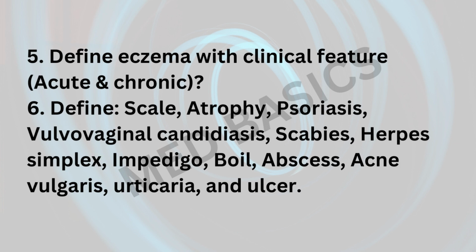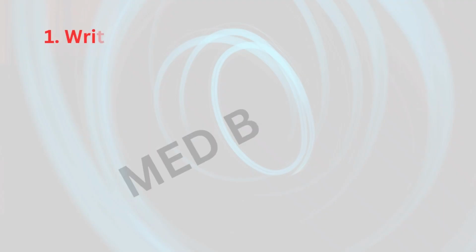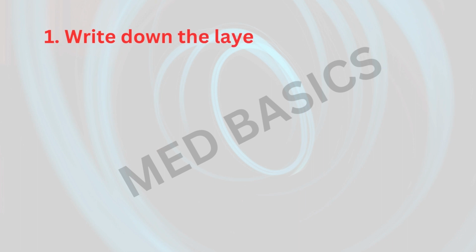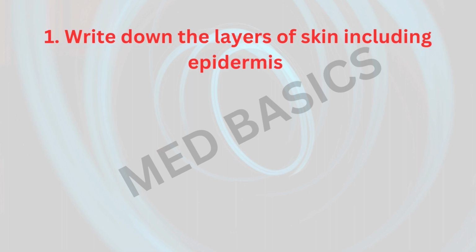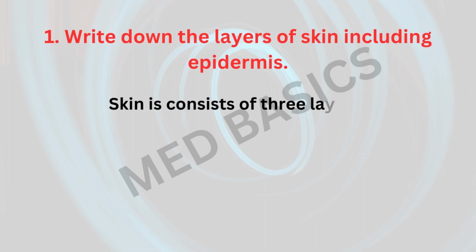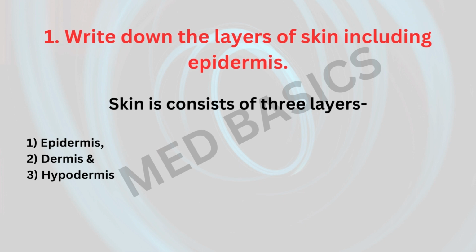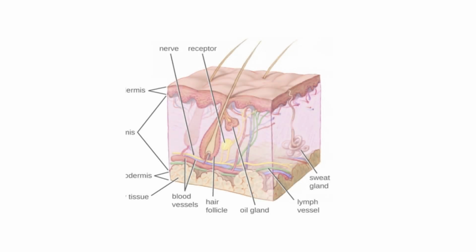Question number 1. Write down the layers of skin including epidermis. Skin consists of 3 layers: 1. Epidermis, 2. Dermis, and 3. Hypodermis. The top layer, epidermis, is made up of 5 layers. 1. Stratum corneum, horny layer. 2. Stratum lucidum, clear layer. 3. Stratum granulosum, granular layer. 4. Stratum spinosum, spiny layer, prickle cell. Melanin production gives skin its color. 5. Stratum germinativum, basal layer.